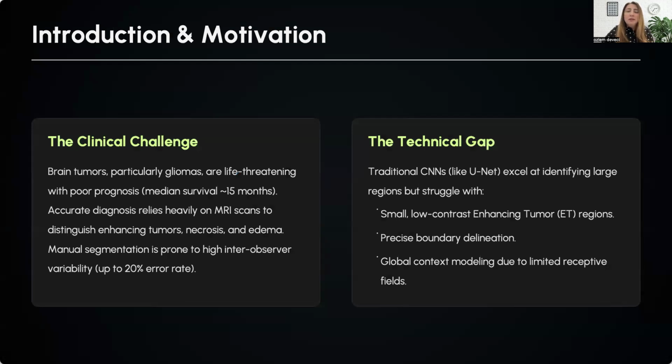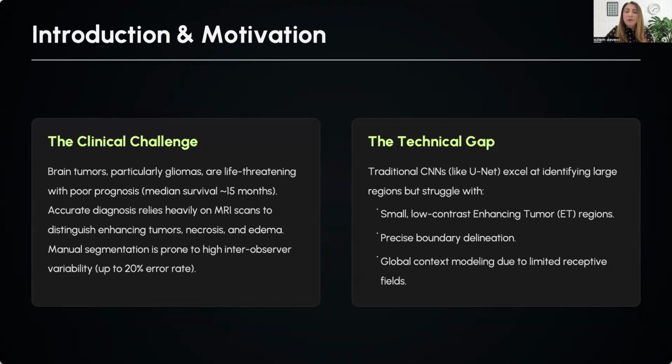The motivation for this work is strictly clinical. Gliomas are aggressive tumors with a median survival rate of only 15 months. Radiologists rely on MRI for diagnosis, but manual segmentation is slow and has a high error rate, up to 20% variability between doctors. Current automated solutions, like the standard UNet, face a technical gap.